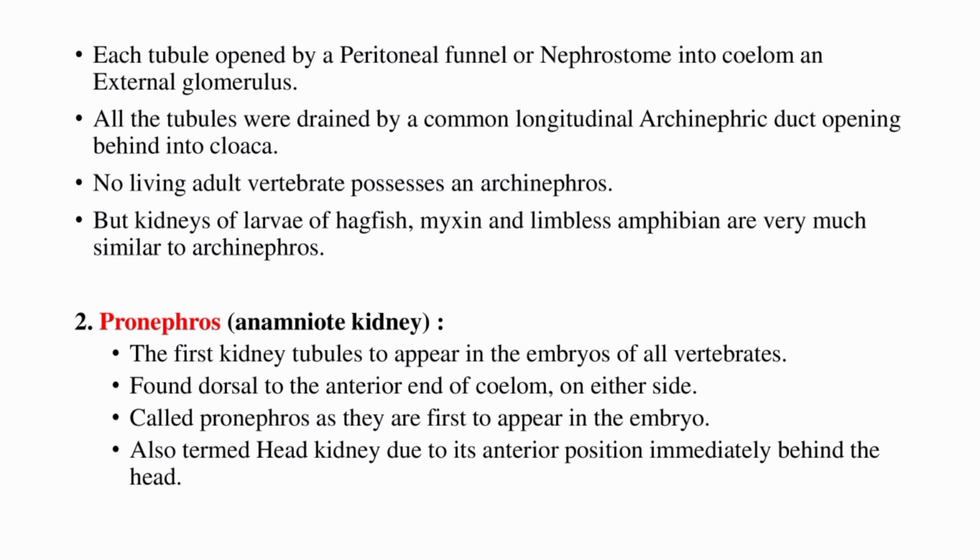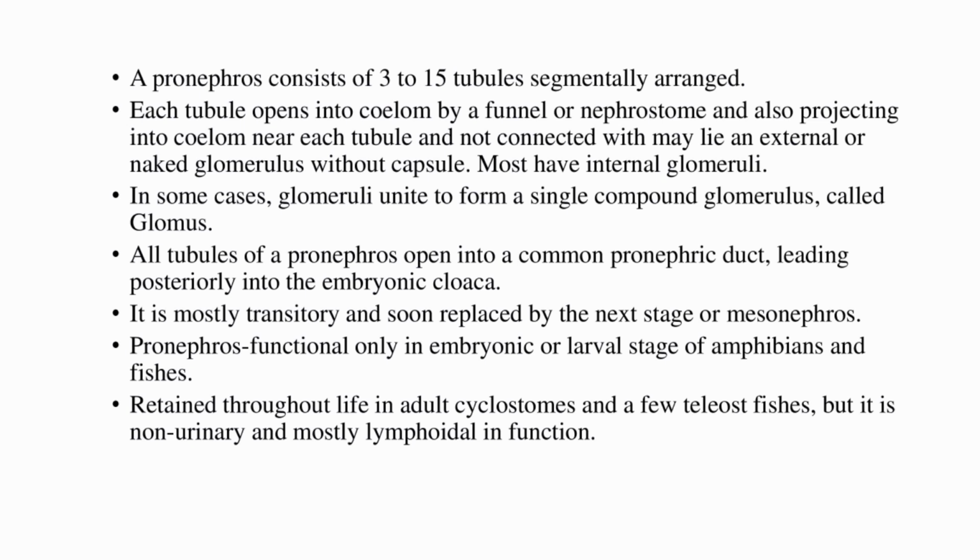Second one, pronephros, the anamniote kidney. The first kidney tubules to appear in the embryos of all vertebrates, found dorsal to the anterior end of the coelom on either side, called pronephros, as they are first to appear in the embryo. Also termed head kidney due to its anterior position immediately behind the head. A pronephros consists of 3 to 15 tubules segmentally arranged.